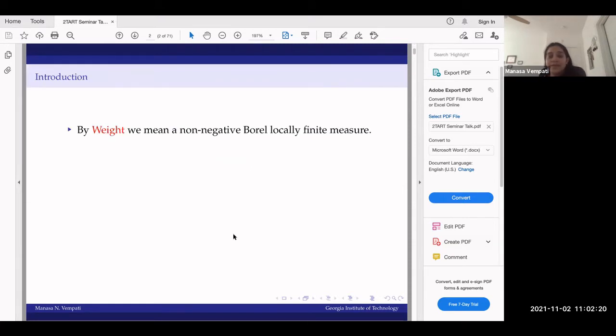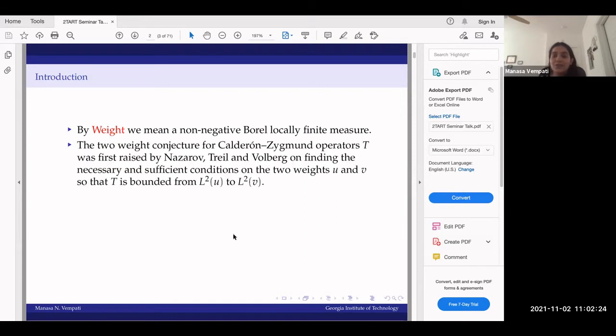By a weight, we mean a non-negative Borel locally finite measure. The two-weight inequalities are a specialization of what I'm going to talk about, and the two-weight conjecture for the Calderon-Zygmund operators was initially raised by Nazarov, Treil, and Volberg. It was about finding the sufficient and necessary condition for the pair of weights u and v so that the operator T is bounded from L^2(u) to L^2(v).